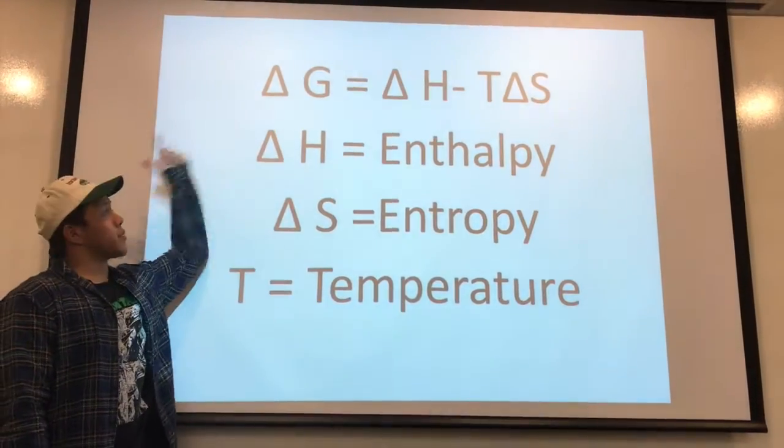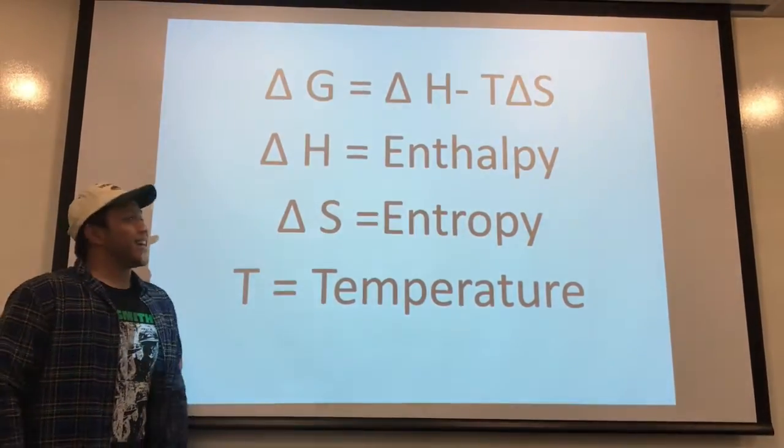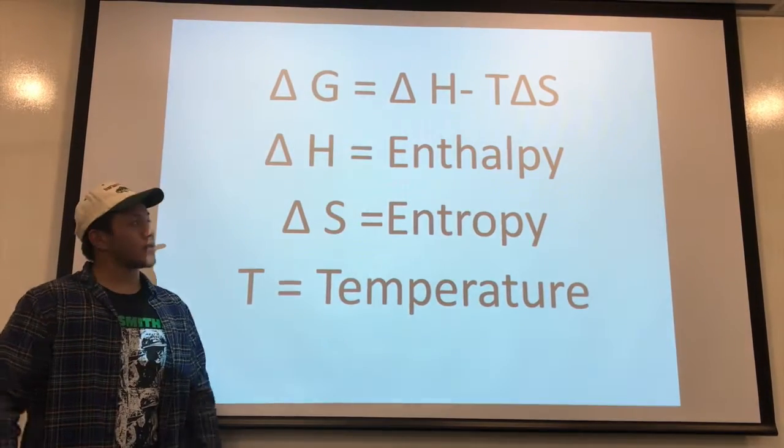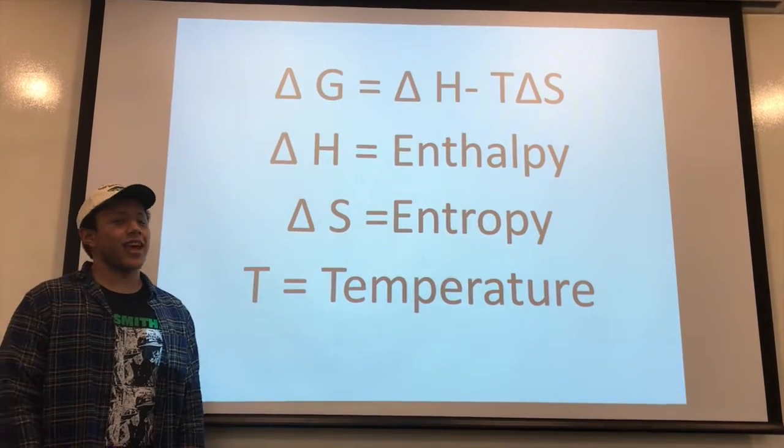Dylan, I need some more details than that. Let's get down to the nitty-gritty. Let's do some equations. That equation up there is the bread and butter for Gibbs free energy. It's defined as delta G equals delta H minus T delta S.